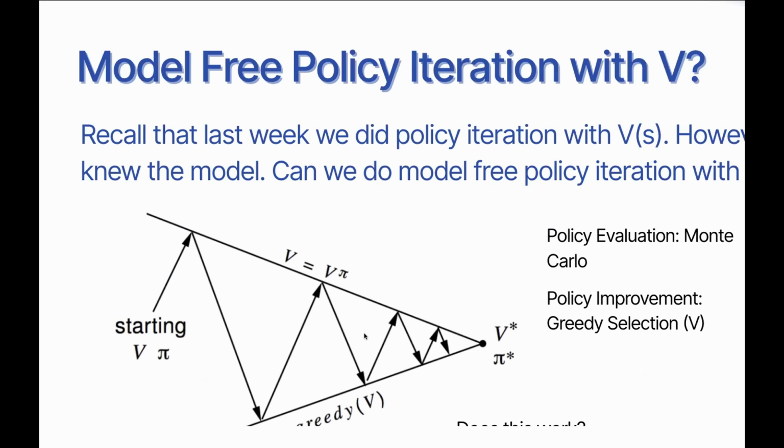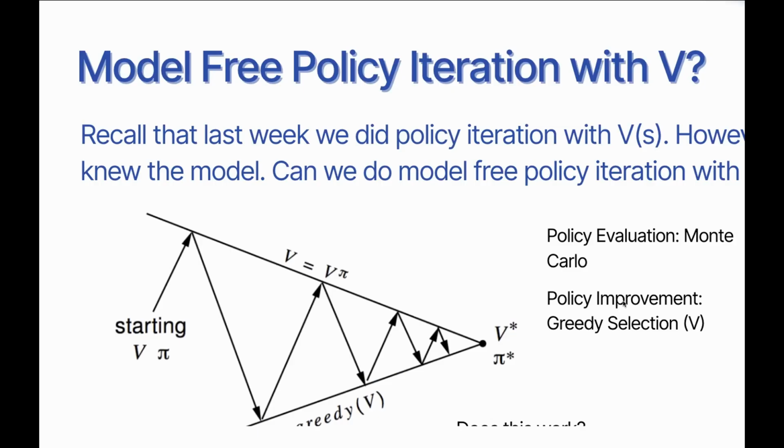Just to motivate this even more, last week, remember this, it was policy iteration. You first find the value of the policy, you greedify the policy, you repeat, repeat, repeat. But last week we assumed we did it with dynamic programming. We assumed we knew the model. But let's say we don't have the model now. Does this work without the model? Which step breaks without the model? Policy evaluation or improvement?